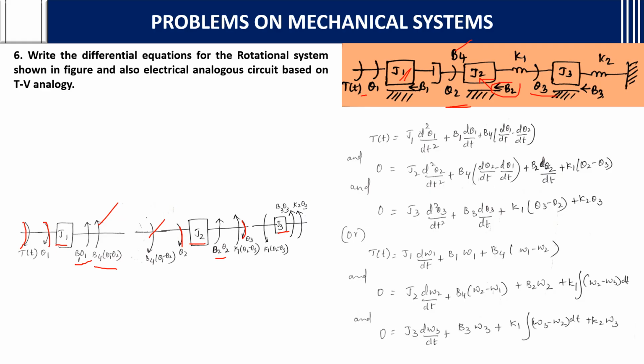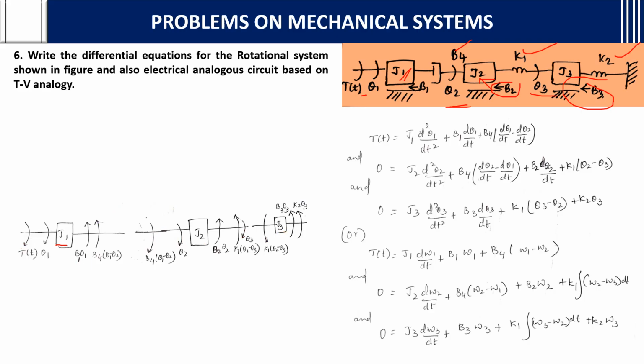And there is a K1 element between J2 and J3. So K1 into theta 2 minus theta 3, and the opposite direction also you should consider. Then later you have K2, with respect to only theta 3. So K2 theta 3, and another B3 is also there with respect to J3. So B3 theta 3. Understanding what I am telling?